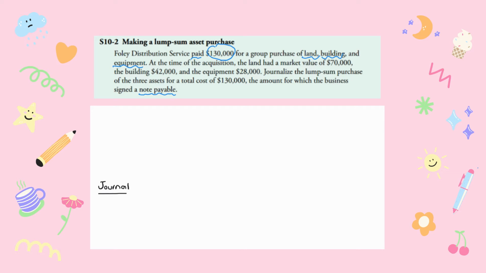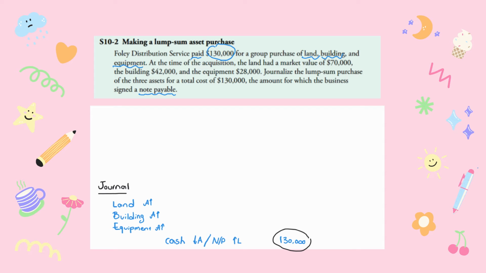Now, to record the journal at the acquisition date, I need to debit 3 assets, which are land, building, and equipment. While on the credit side, you can credit cash if you paid cash, or you can credit notes payable for the 130,000. Now, you need to decide what is the amount assigned to each asset. I paid 130,000 for the 3 assets: land, building, and equipment.